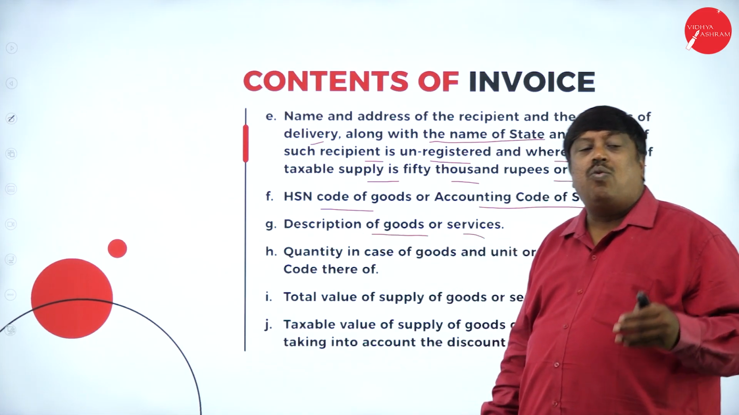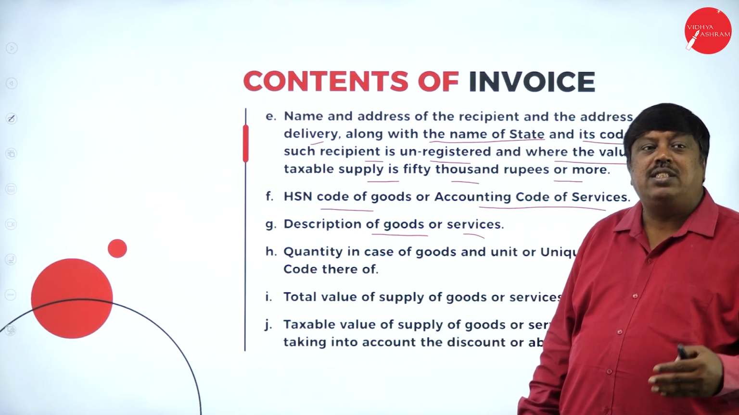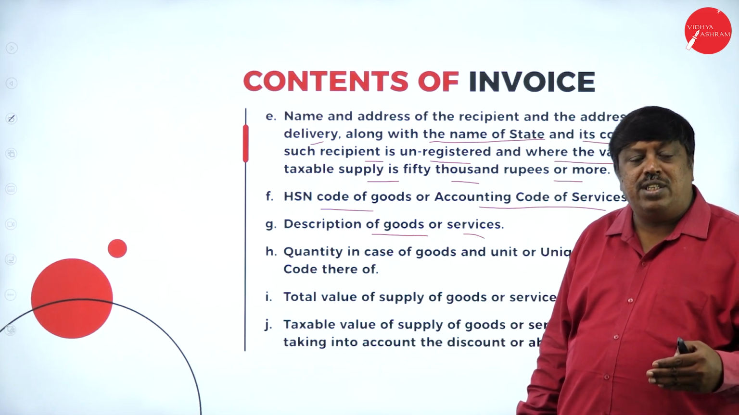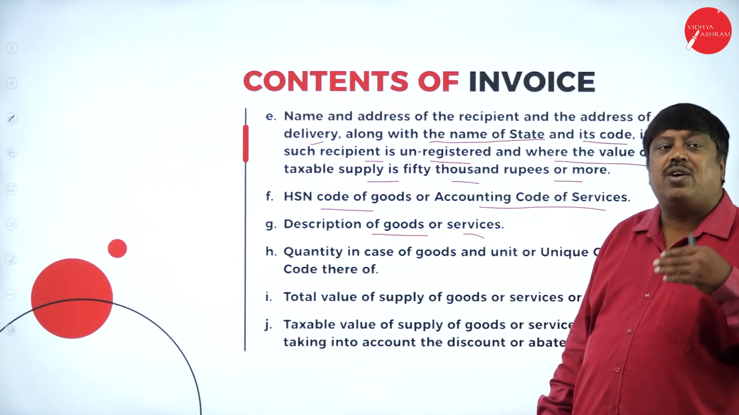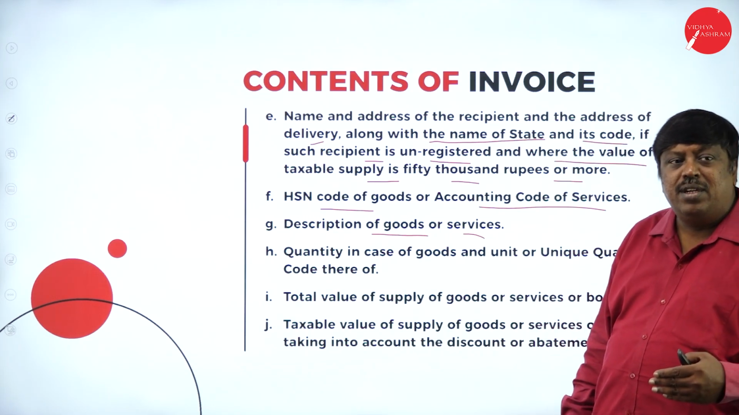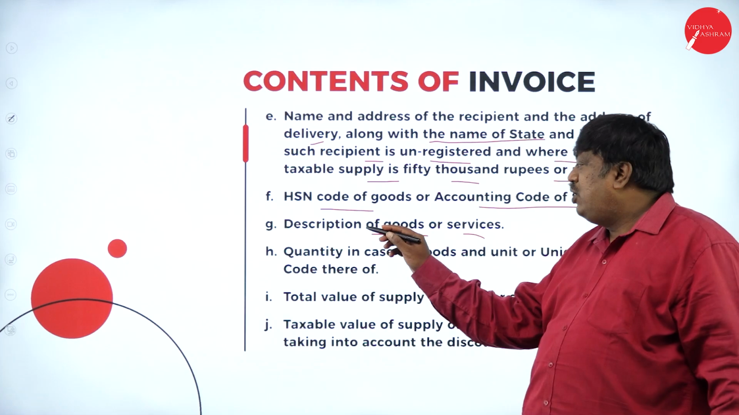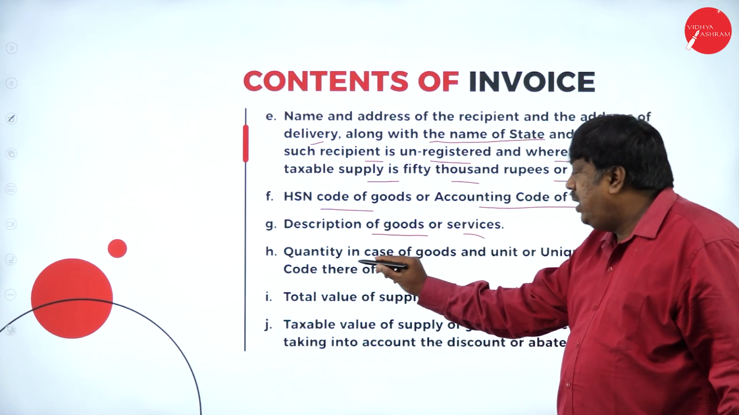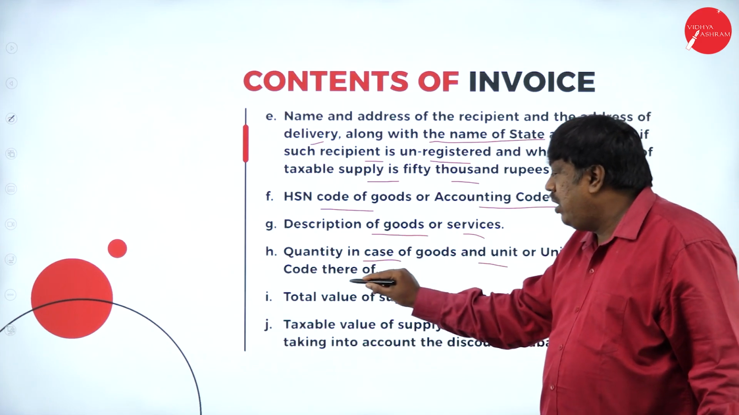Description is nothing but what type of commodities we are buying, how many commodities we are buying, and what is the unit price of each commodity, and whether the quantities are large, small or medium, or the size of the product we are purchasing. Everything has to be informed clearly. Quantity in case of goods, or unit or unique quantity code thereof.